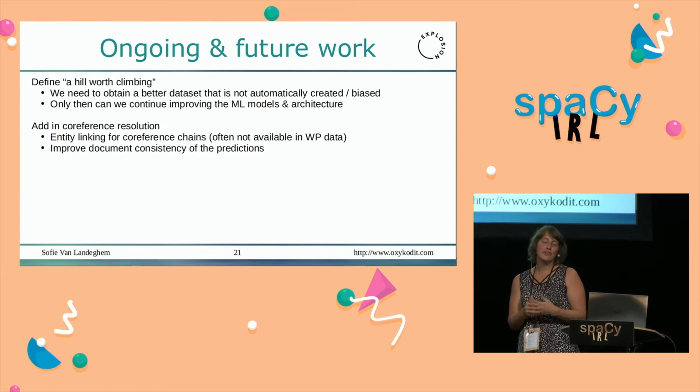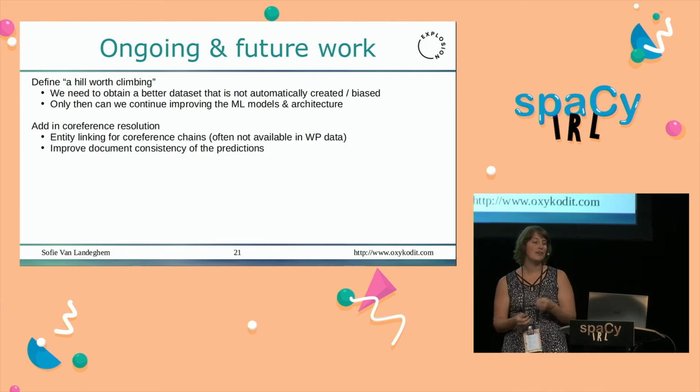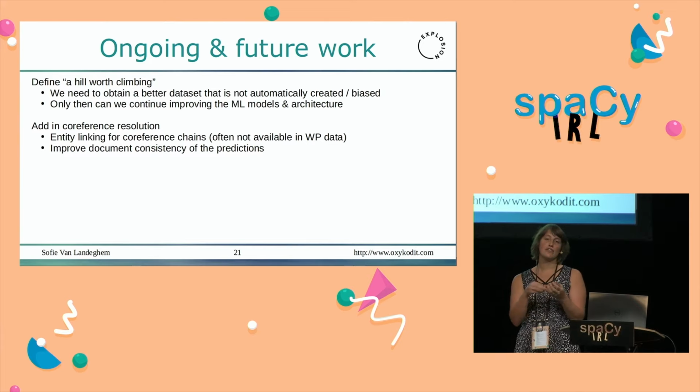The other thing, which is sort of related to the first point, is that we want to add in coreference resolution, because the entity linking challenge is very much related to being able to understand those coreference chains in text. So if a certain entity refers to an entity that was mentioned before in another sentence, we need to be able to find that link, and that will also help us improve document consistency of the predictions.